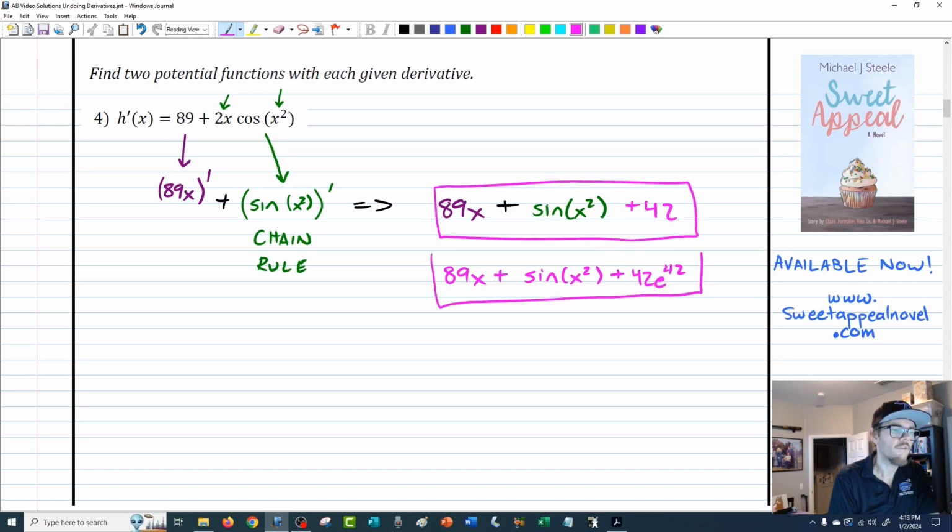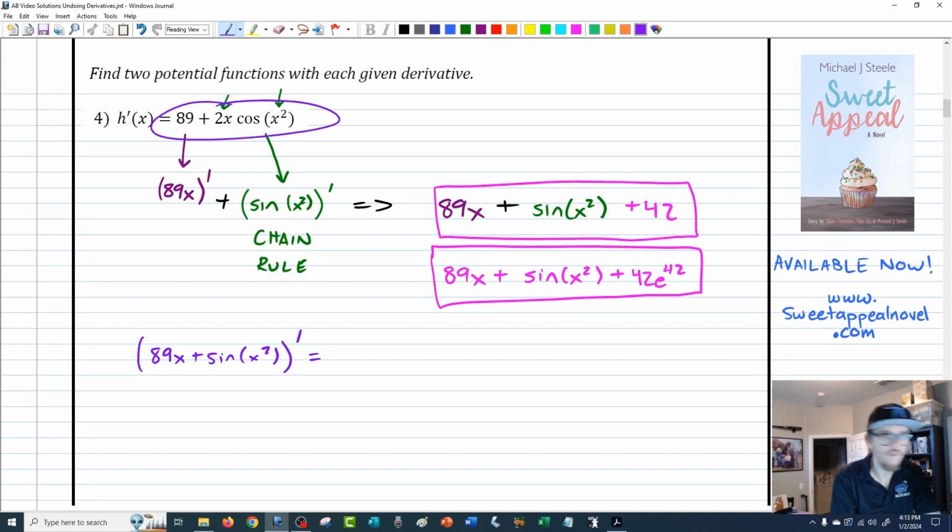Now, if you're looking at this and you're not distracted by my weird constants, you might ask yourself the question for a moment, like, wait a second, does that actually work? Did we do this correctly? Well, we can check either one of these. Let's just differentiate 89x plus the sine of x squared. I'll ignore the constant here, and let's see what we get, because we should just get 89 plus 2x cosine of x squared.